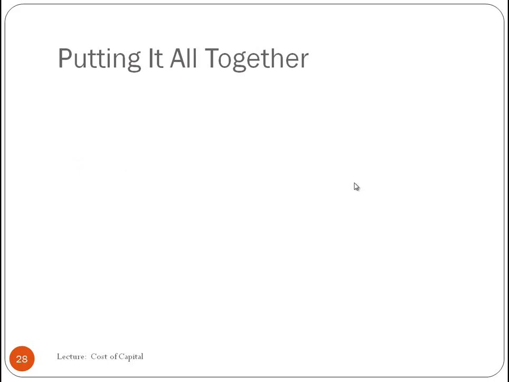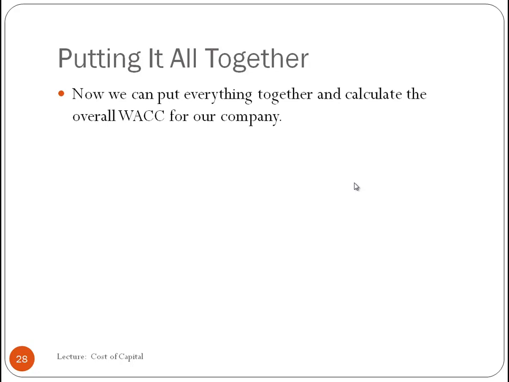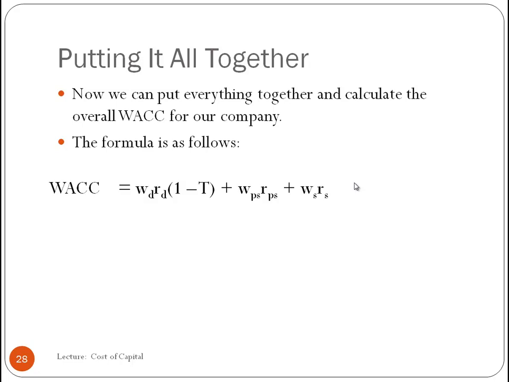Alright, so let's put it all together. We can put everything together and calculate the overall WACC for our company now. And the formula is as follows. The WACC is equal to the weight of the debt times the cost of the debt times 1 minus the marginal tax rate, plus the weight of the preferred stock times the cost of the preferred stock, plus the weight of the common stock times the cost of the common stock.